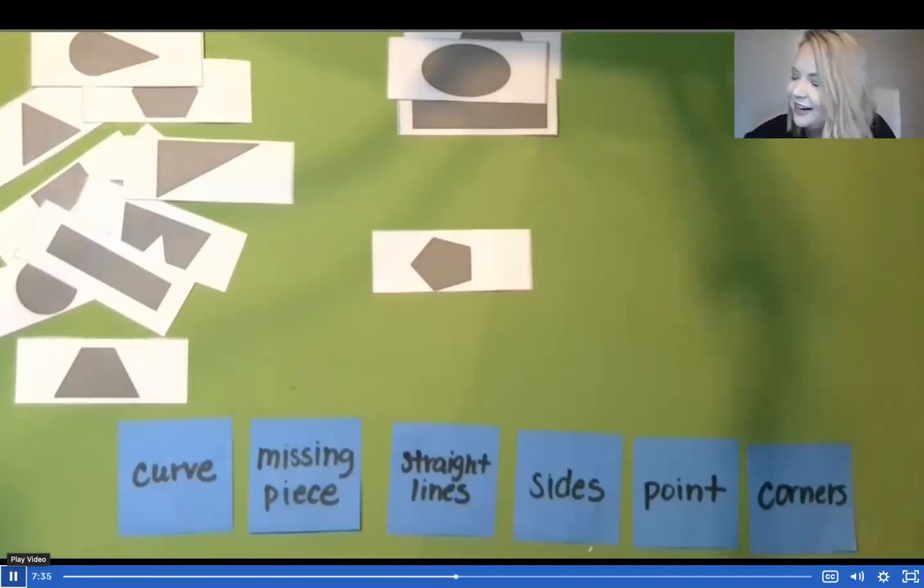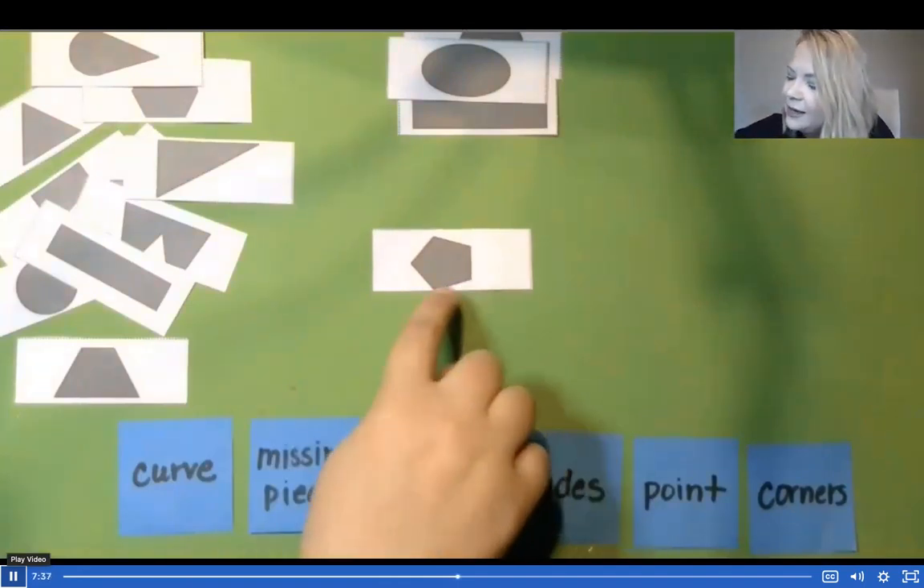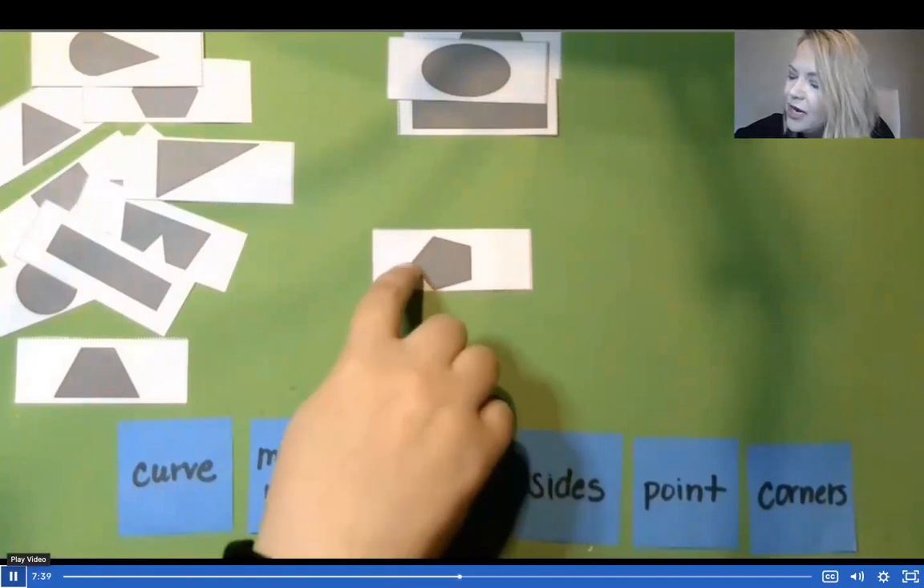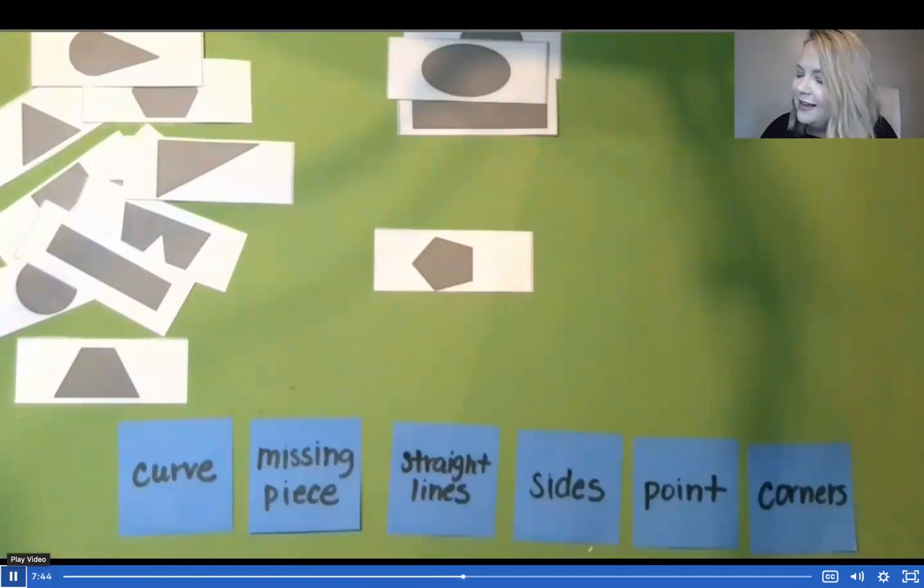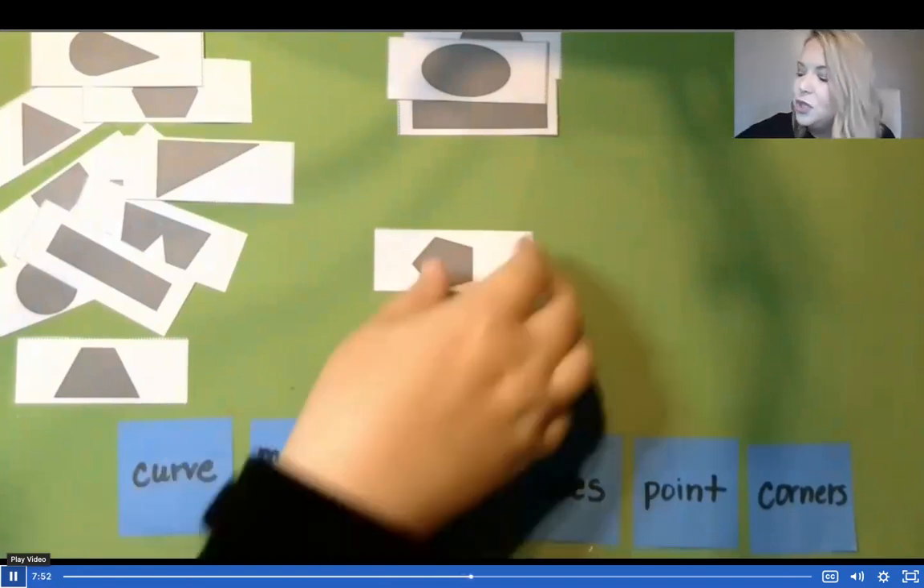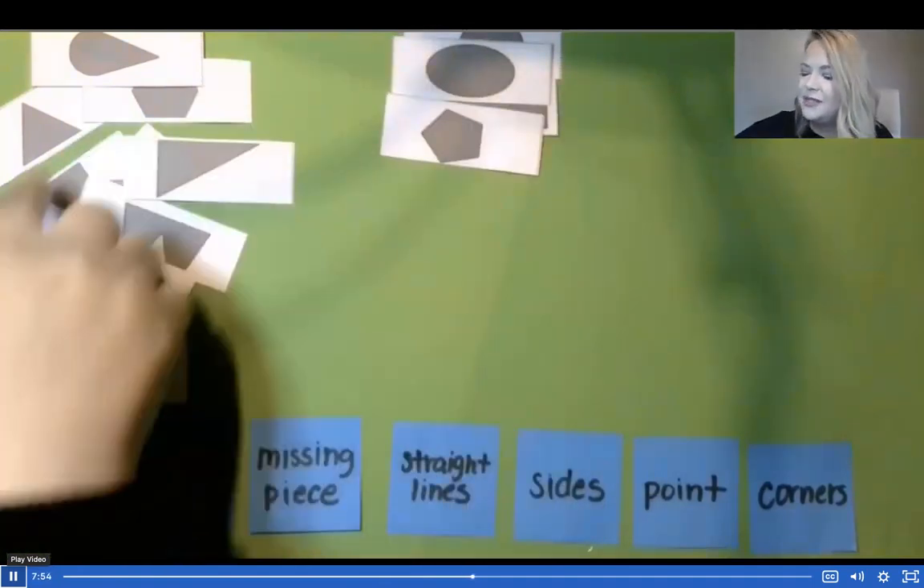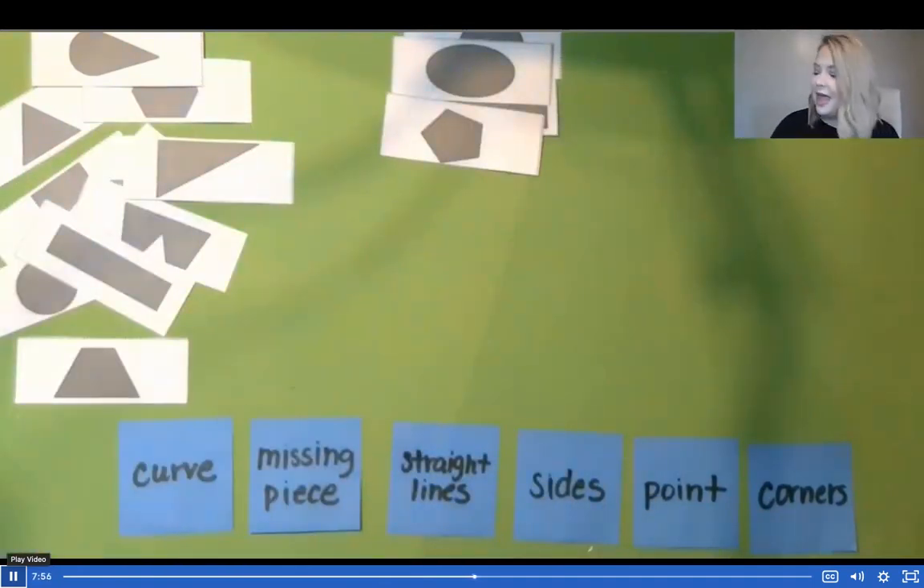Let's count them together. 1, 2, 3, 4, 5. So it has 5 corners. Great job. What I want you to do now is look at the rest of the shapes that you cut out and use these words or any other things that you notice about the shapes to go through and describe each of the shapes that you have.